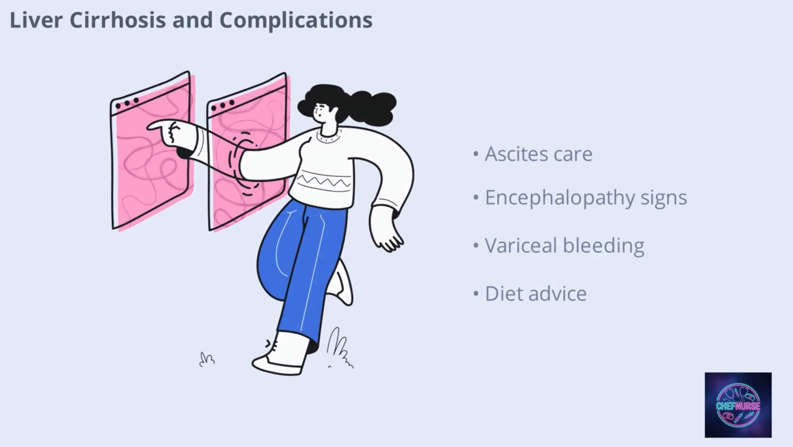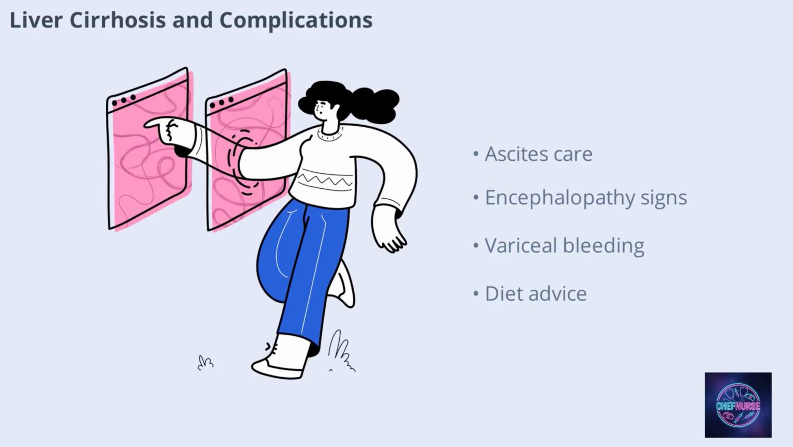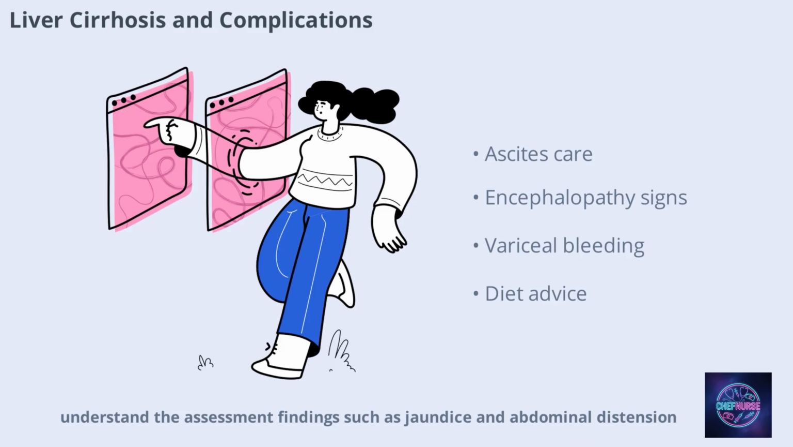Liver cirrhosis is a chronic condition with serious complications like ascites, hepatic encephalopathy, and variceal bleeding. For the NCLEX, understand the assessment findings, such as jaundice and abdominal distension, and the priority interventions for each complication. Patient education on avoiding alcohol and adhering to dietary restrictions is crucial for long-term management.